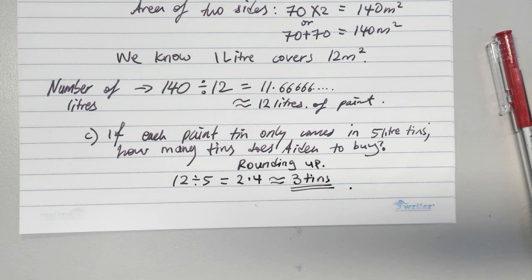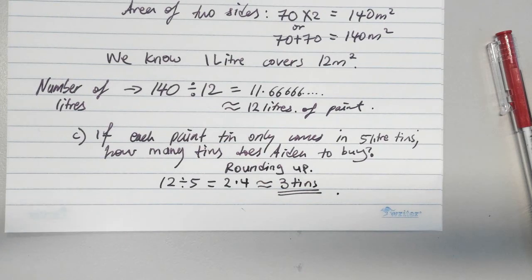And then obviously you can go, each tin costs $7.50. How much will Aiden have to pay? 3 times $7.50. Any questions? Clarifications? Arguments? Debates? Alright.